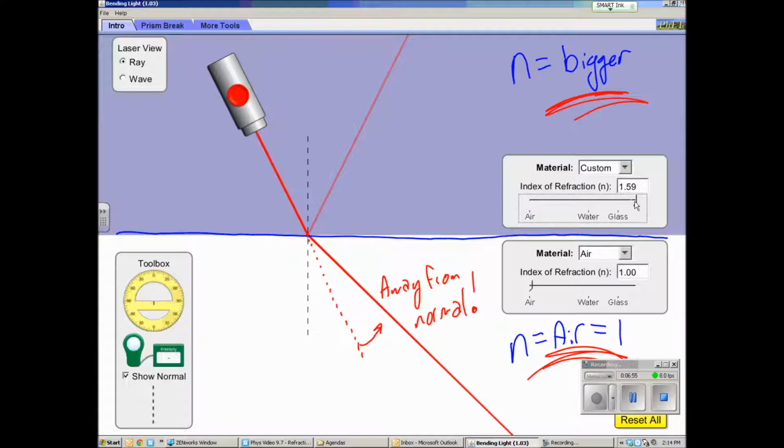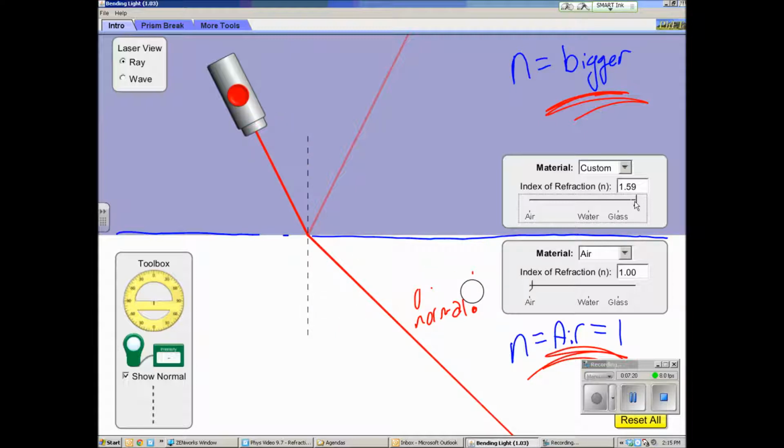But the problem is there's a limit to it, because look what happens. So here's my scenario. Right now I've got an angle of incidence and an angle of refraction. But as you guys know, as your angle of incidence increases, so does your angle of refraction. So watch what happens.